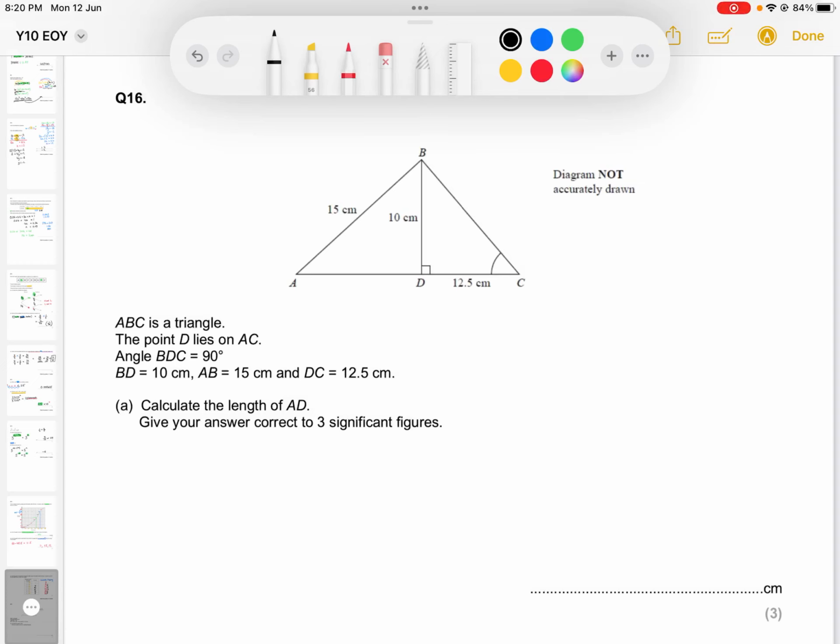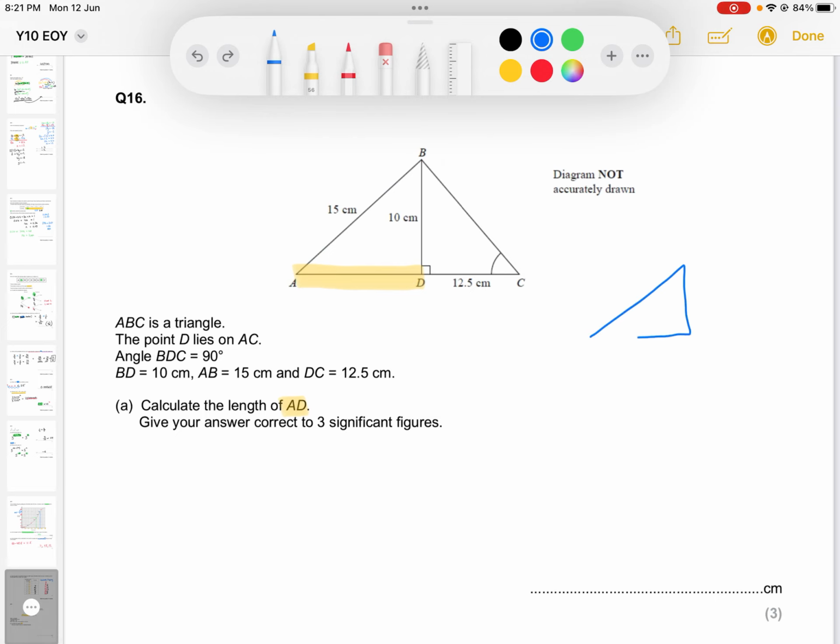Question 16. We are given information in a couple of triangles as shown in the diagram, and part A here is asking us to find the length of AD, which is this part here. Now that is part of the following triangle that I'm drawing here in blue. We are given two lengths inside this right angle triangle, length of 10 and a length of 15.